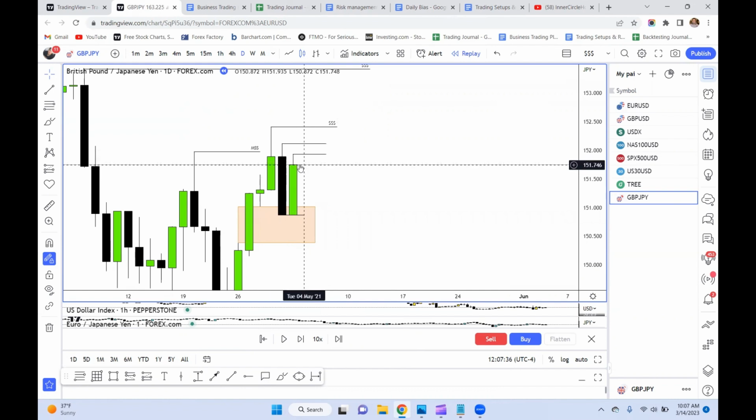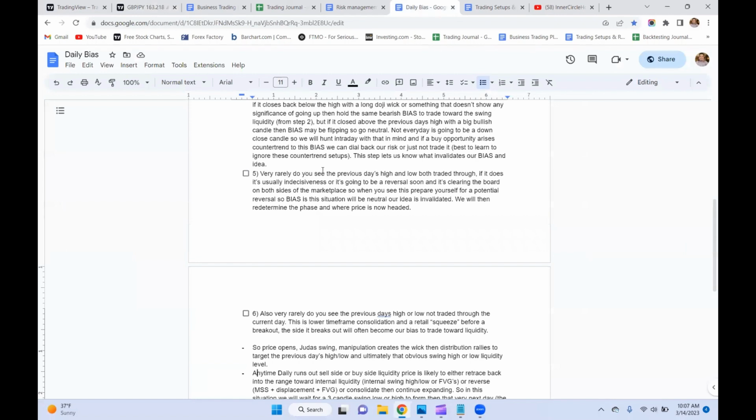Or, we could see this next candle open, take out both of these highs and take out both of these relative equal lows right here, and in that case, I also have it written, very rarely do you see the previous day's high and low both traded through. If it does, it's usually indecisiveness, where it's going to be a reversal soon, and it's clearing the board on both sides of the marketplace. So when you see this, you want to prepare yourself for a potential reversal. So bias in this situation will be neutral. Our idea is invalidated. We will then redetermine the phase and where price is now headed.